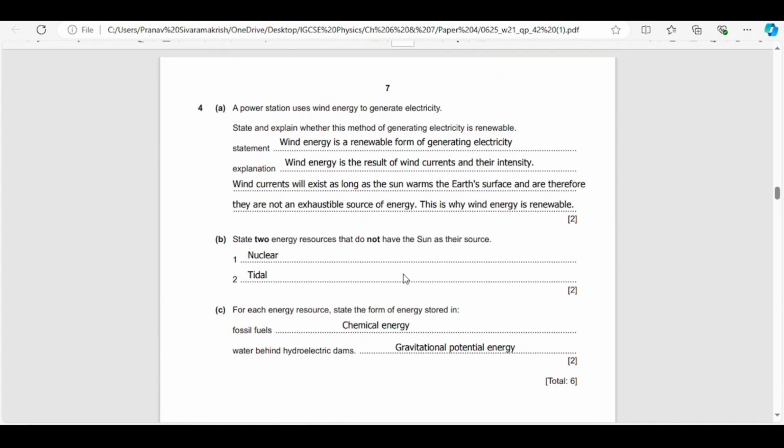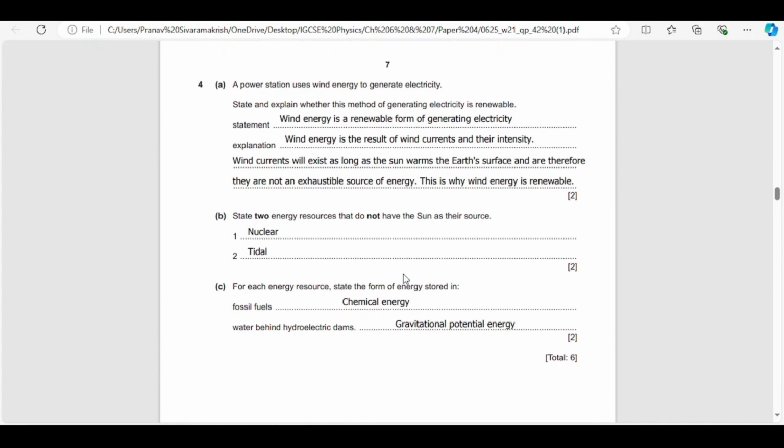A power station uses wind energy to generate electricity. State and explain whether this method of generating electricity is renewable. So wind energy is a renewable source. The statement is that yes, wind energy is a renewable form of generating electricity. And the explanation is it uses wind.